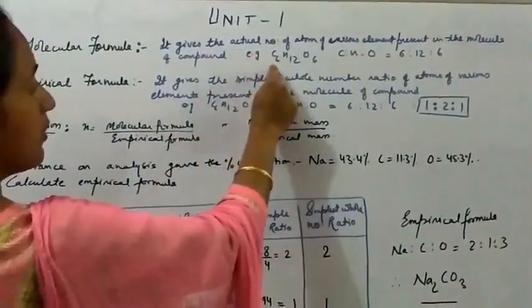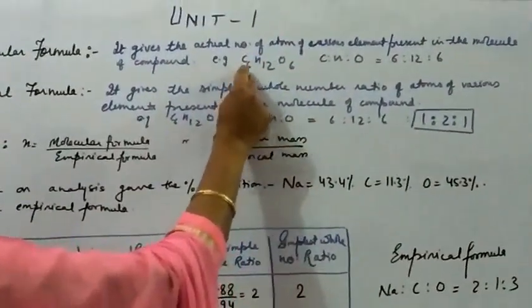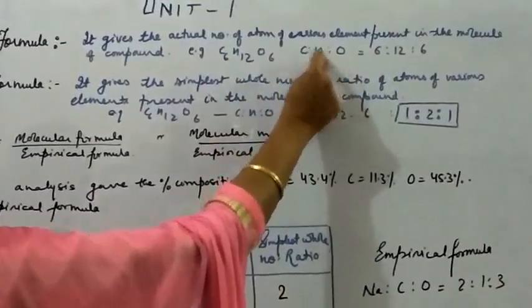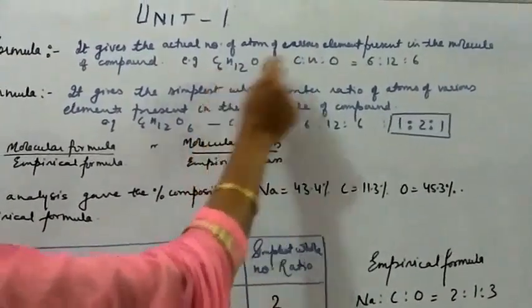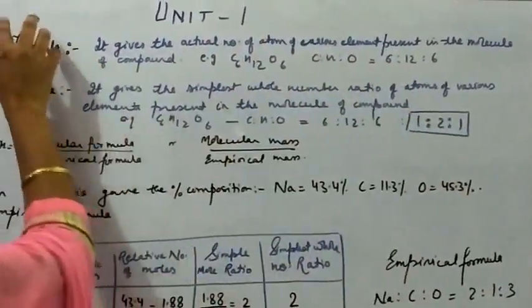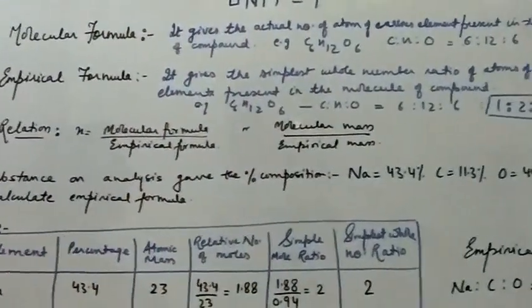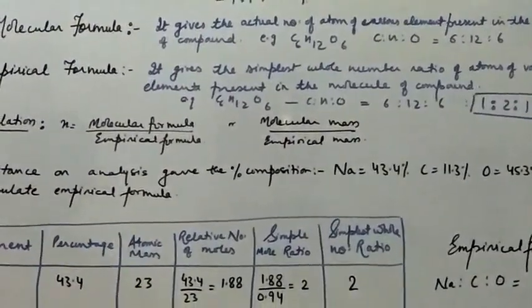Now, if you take the example of glucose, C6H12O6, the different elements present are carbon, hydrogen and oxygen. Writing the ratio, the number of atoms of carbon present is 6, hydrogen 12 and oxygen 6. That is the molecular formula. It gives us the actual number of atoms of various elements present in a single molecule of the compound, right?